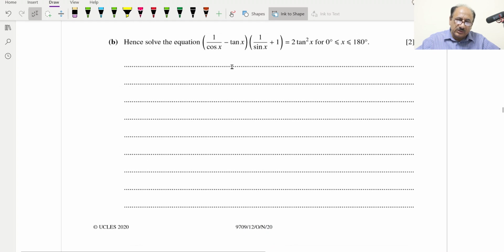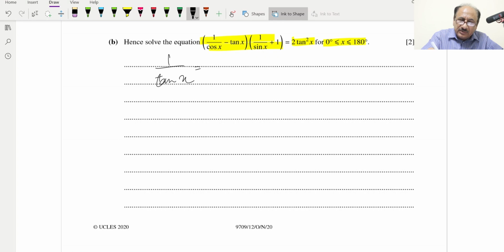Now the B part of this question is 2 marks, and we have to basically prove that this one is equal to 210 and this one. So solve the equation. Basically we have to solve this equation. So we know that in part 1 we have proved that the left hand side is 1 over tan x, and the right hand side we can take from here, 2 tan square x, and the range is 0 to 180 degrees.